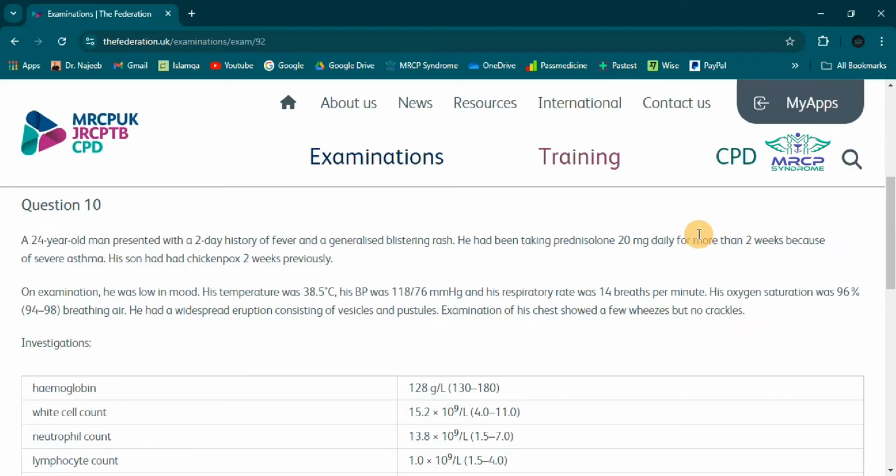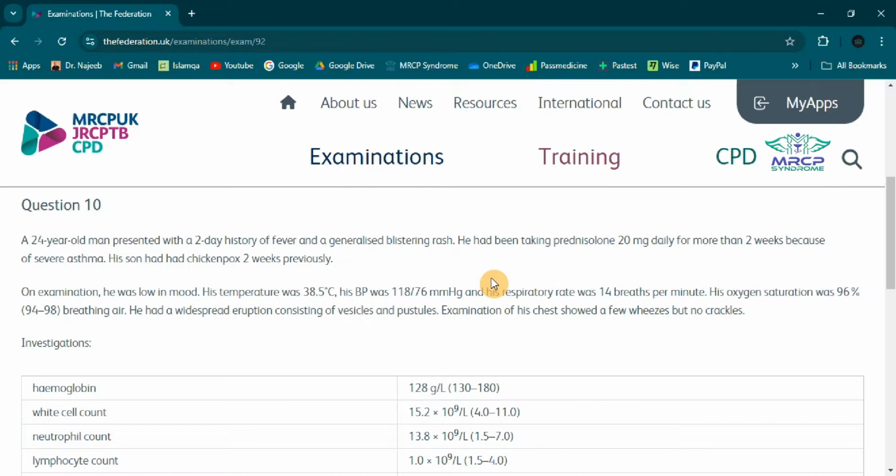This immunocompromised state usually increases the susceptibility to infection, including the viral infection VZV. And patients on long-term steroid are also at increased risk of severe manifestation of the infection that would typically be mild in immunocompetent individuals.